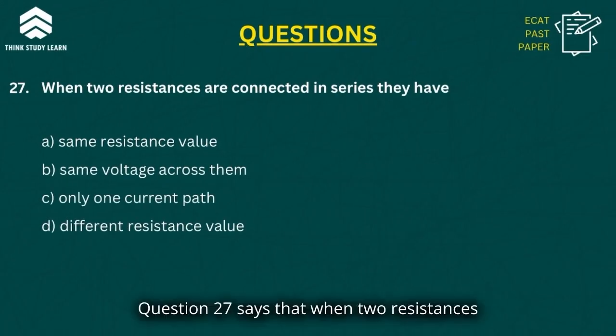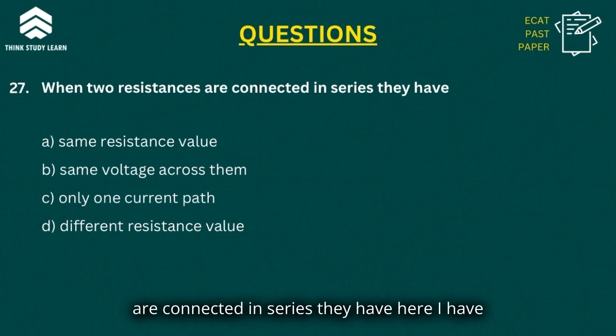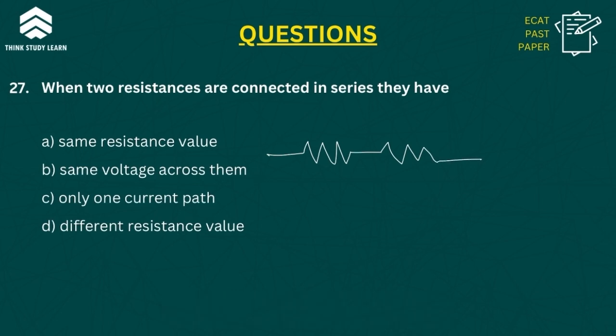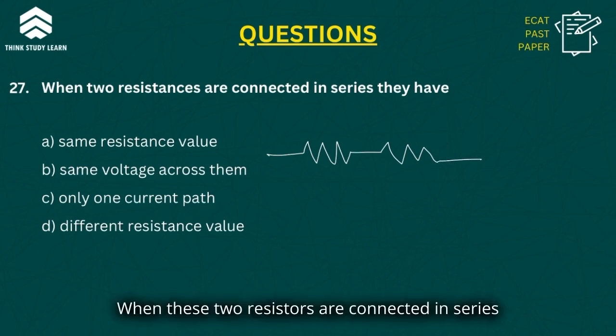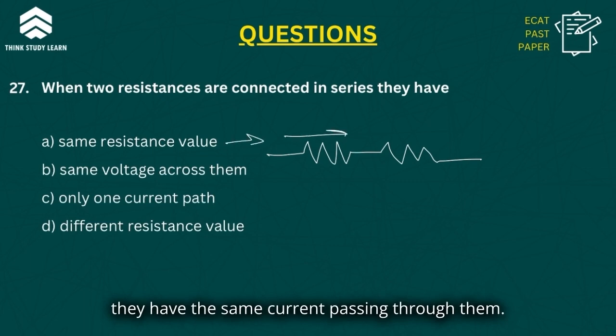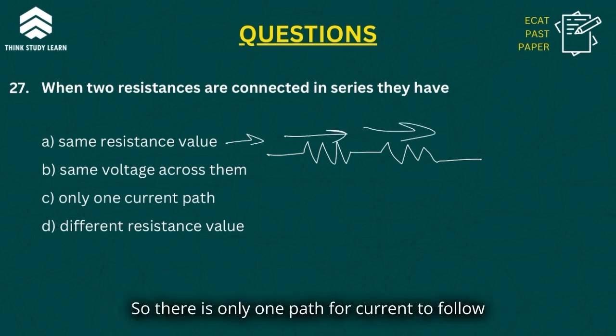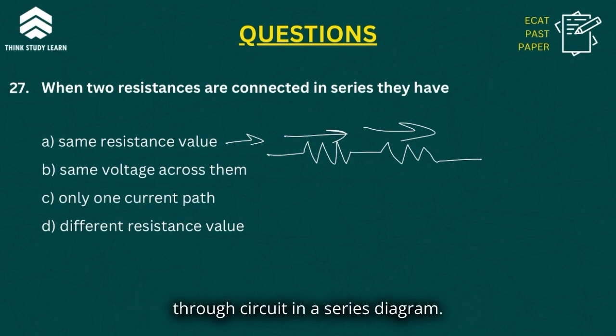Question 27 says that when two resistances are connected in series, they have. Here I have two resistors connected in series. When these two resistors are connected in series, they have the same current passing through them. So there is only one path for current to follow through the circuit in a series diagram. Therefore, option C is the correct answer.